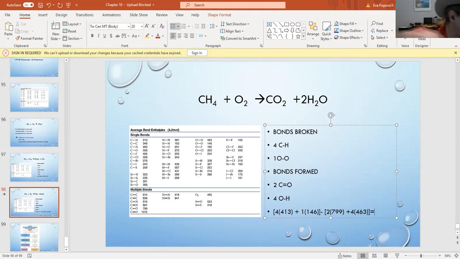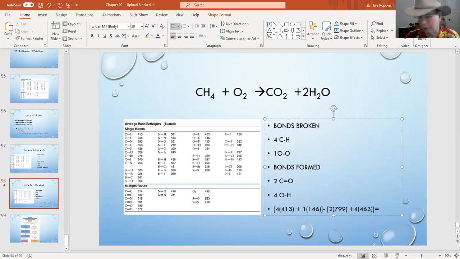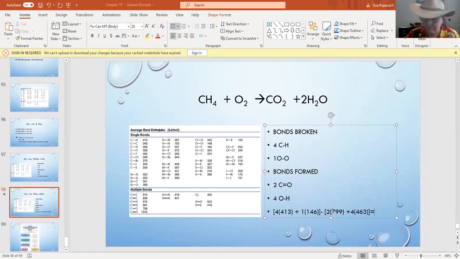Okay. And somebody stole my, I hate when I steal things from myself. Okay, 4 times 413 is 1652, plus 146. That gives me a positive 1798. 2 times 799 is 1598. Plus 4 times 463, 1852.